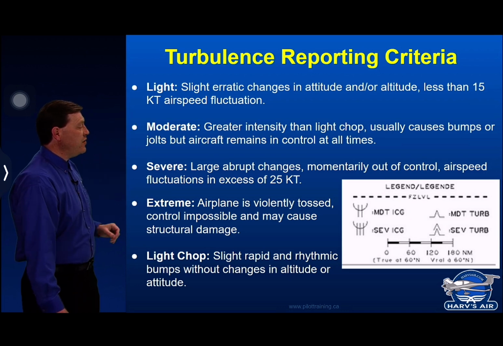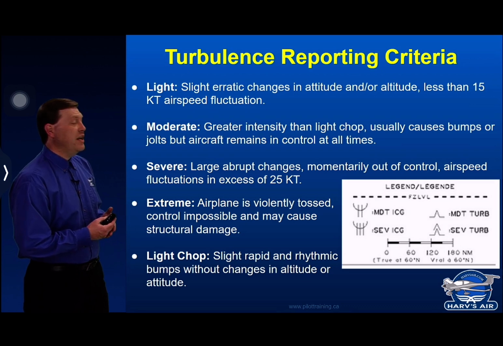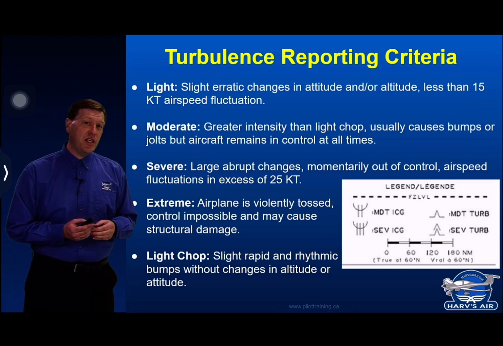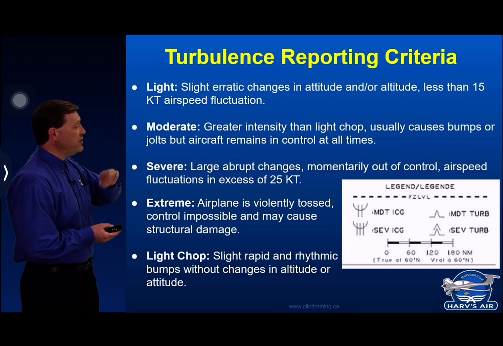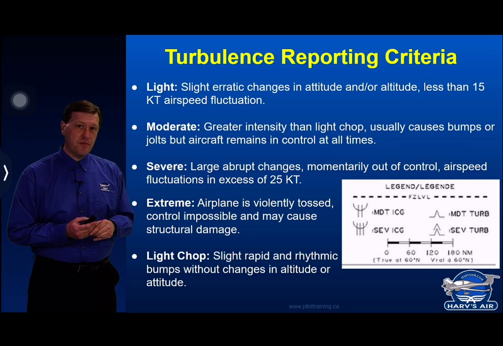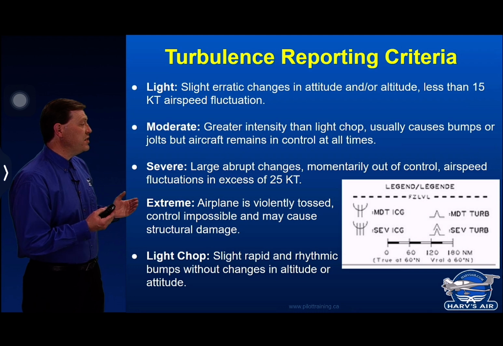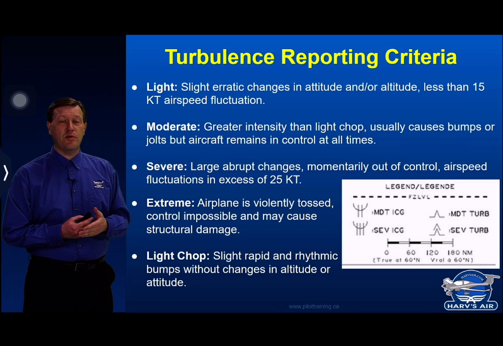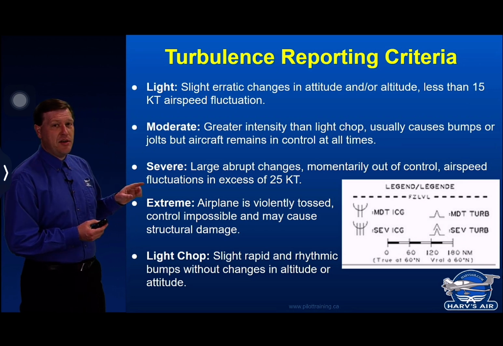Light turbulence is classified as slight erratic changes in altitude and or attitude, less than 15 knots in terms of the airspeed fluctuation. Moderate turbulence is of greater intensity than light chop, usually causes bumps or jolts, but the aircraft does remain in control at all times. Severe turbulence means large abrupt changes, momentarily out of control, with airspeed fluctuations in excess of 20 knots, or 25 knots, correction. This is pretty nasty, and I have experienced that. It's not fun.